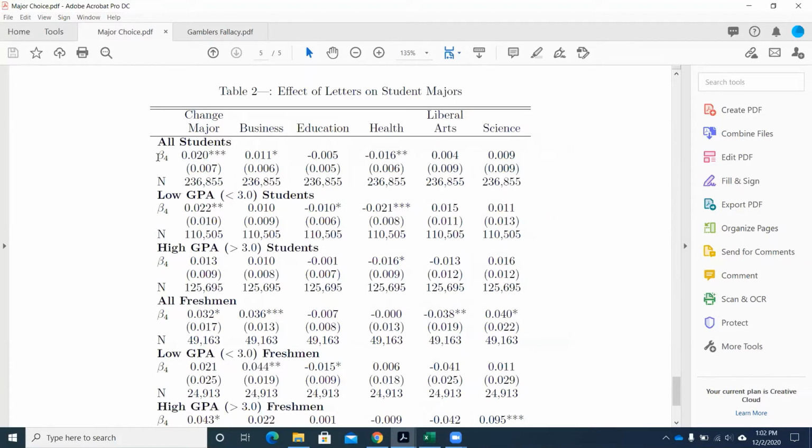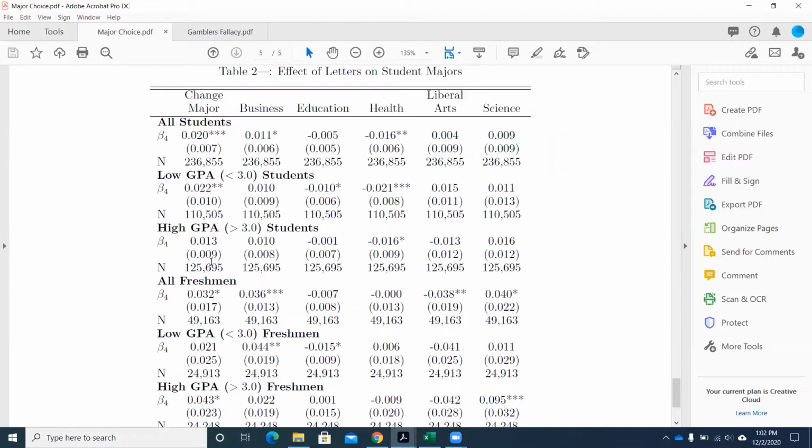So here were their results, presenting that coefficient, the effect of receiving that letter. So if they receive the letter, the probability that they changed majors goes up by 0.02, or they're about 2% more likely to have changed majors after receiving this letter. They try to look for differences in high and low GPA students, and not a huge difference there. It looks like maybe lower GPA students were more likely to switch than higher GPA students.